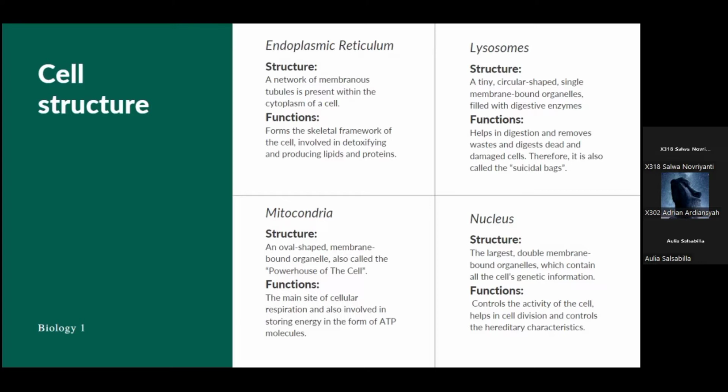Next, we have the nucleus. It is the largest part of the cell. It is a double-membrane-bound organelle, which contains all the cell's genetic information. Its function is to control the activities of the cell, help with cell division, and control the hereditary characteristics.